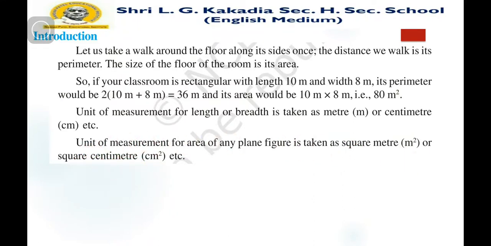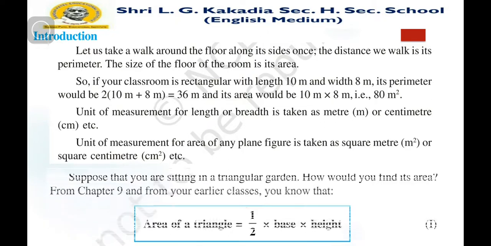So if you want to find the area of any triangle, we have the formula. Suppose you are sitting in a triangular garden, how would you find its area? From chapter 9 and from your earlier classes, you know that the area of a triangle is equal to 1 half into base multiplied by height. So by this formula we can find the area of a triangle.